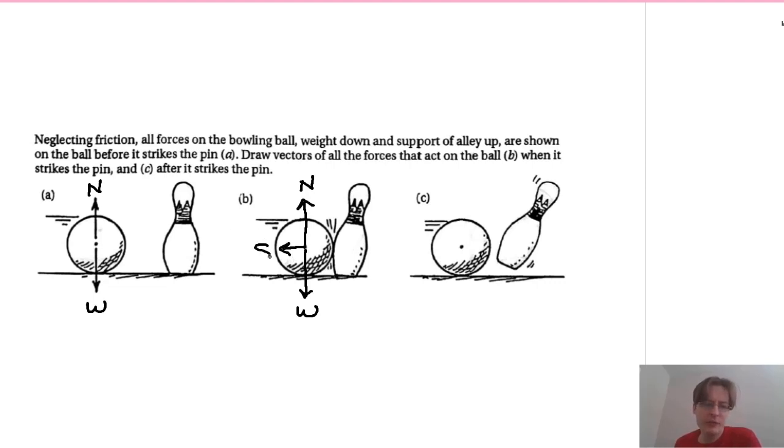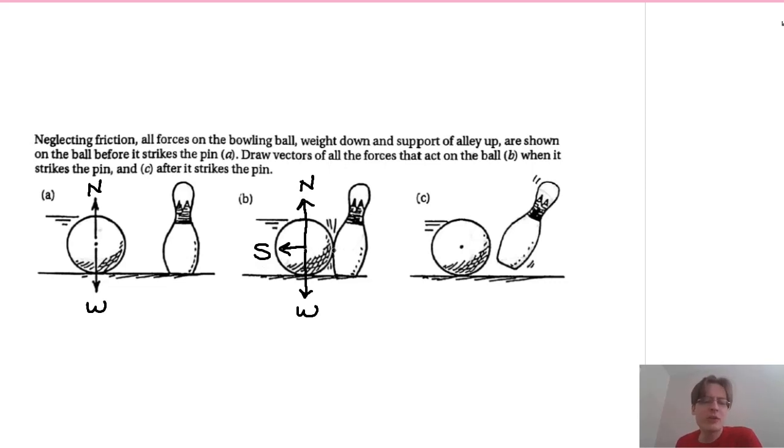I'll call that force S, just to give it a name. It's the force from striking the pin. It's really just a contact force from the surface. It points to the left. Now, the pin has a force to the right on it, but we're just drawing a free body diagram, freeing the ball from everything else and just drawing the forces on the ball. Okay, so there's a force to the left on the ball.